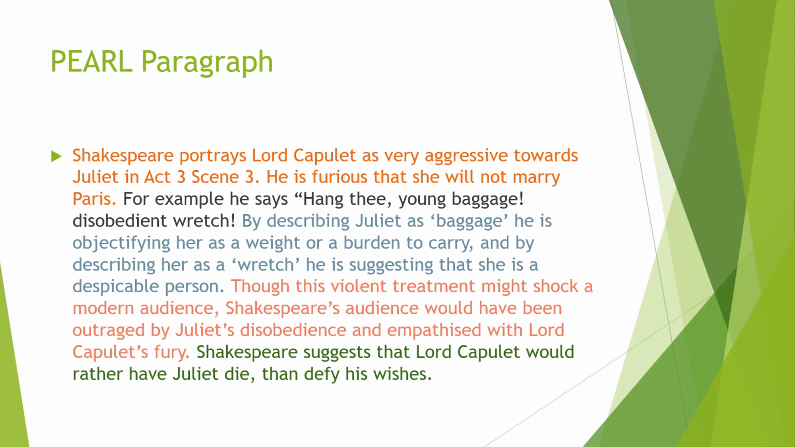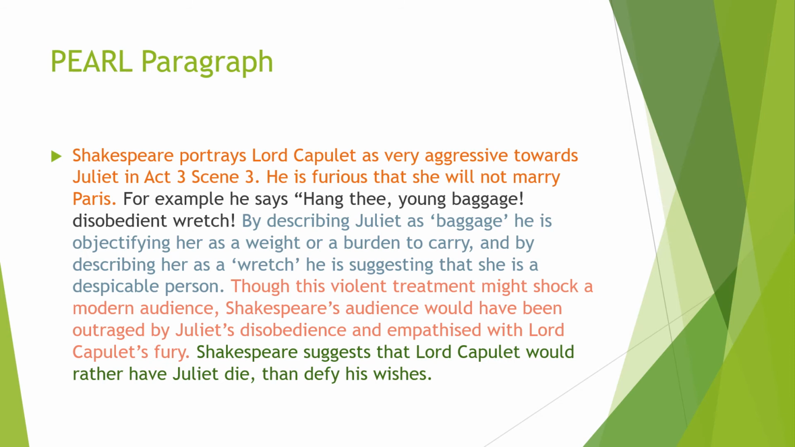The paragraph is then developed with some analytical language. By describing Juliet as baggage, he's objectifying her as a weight or a burden to carry. And by describing her as a wretch, he is suggesting that she is a despicable person. Short quotations from the text are integrated into this analysis. This is followed by some comments on how the audience or reader might respond to this text.